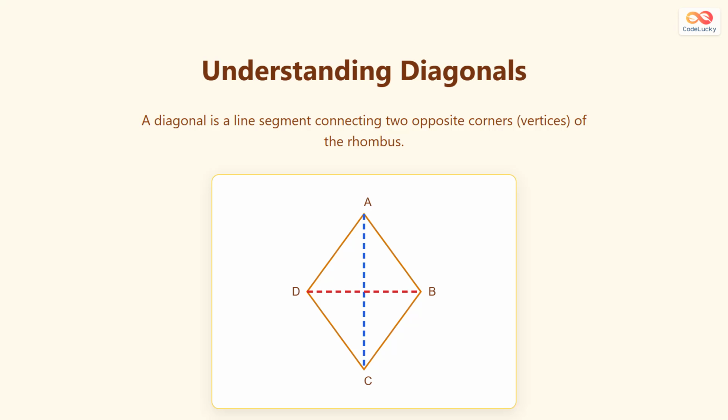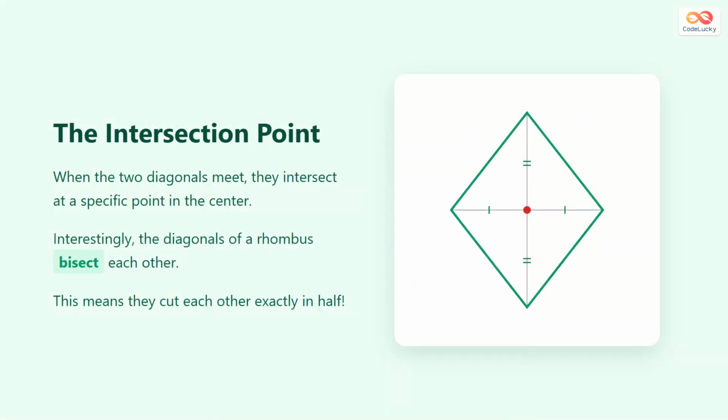A diagonal is a line connecting opposite corners. Every rhombus has two diagonals. One connects the top and bottom corners, and the other connects the left and right corners. When these two diagonals meet in the middle, they do something interesting. They bisect each other. This means they cut each other exactly into two equal halves.